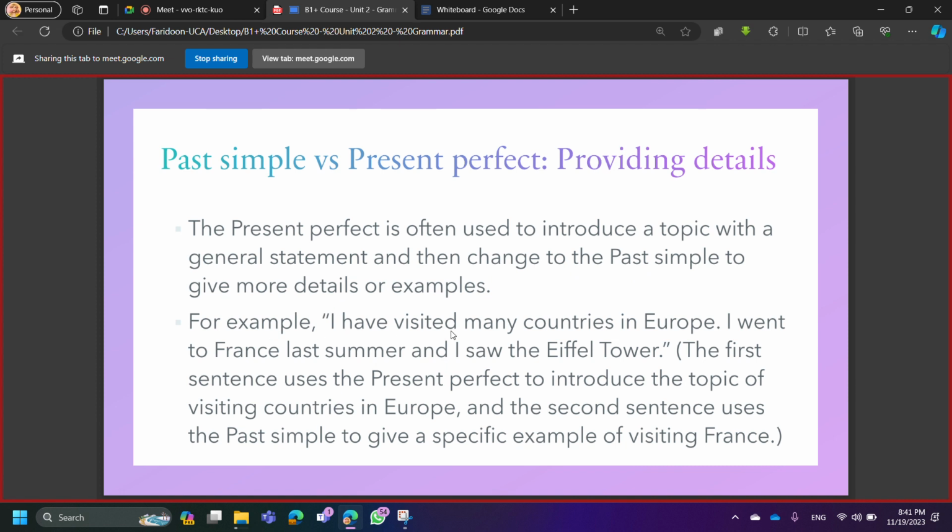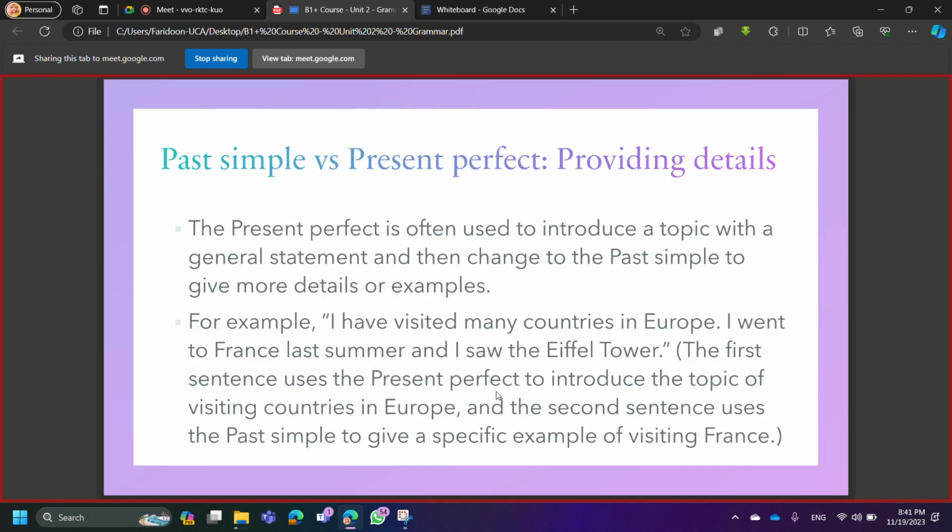For instance, I have visited many countries in Europe. I went to France last summer and I saw the Eiffel Tower. The first sentence uses the present perfect to introduce the topic of visiting countries in Europe, and the second sentence uses the past simple to give a specific example of visiting France, which is seeing the Eiffel Tower.